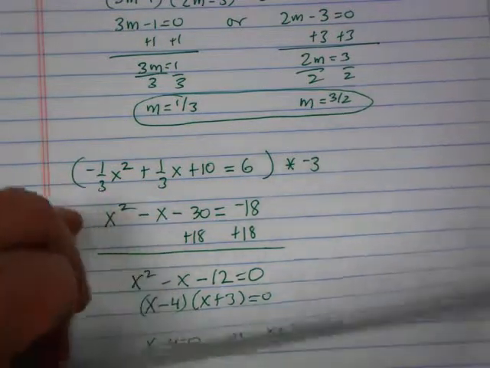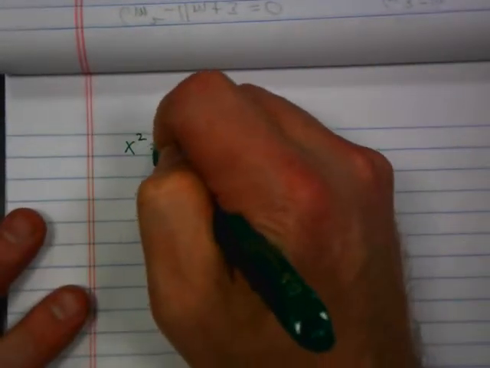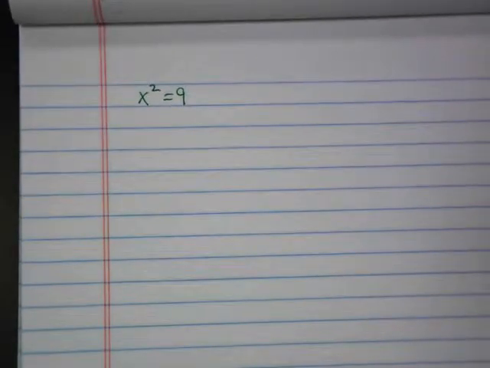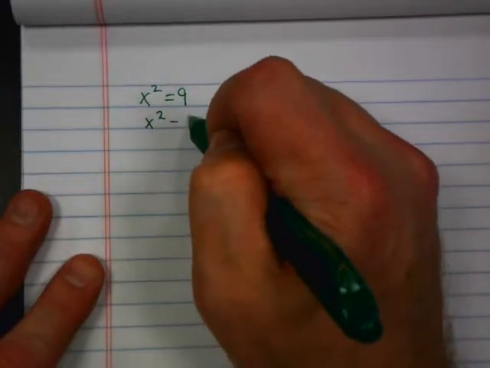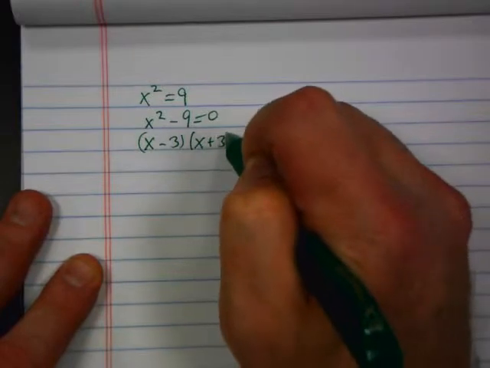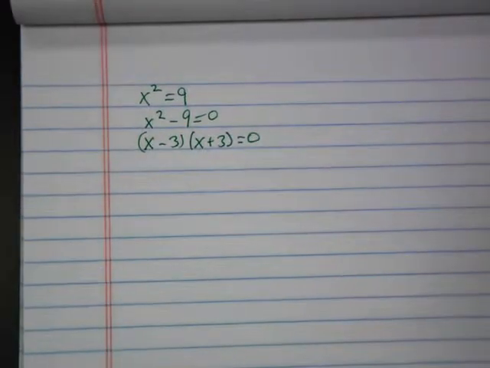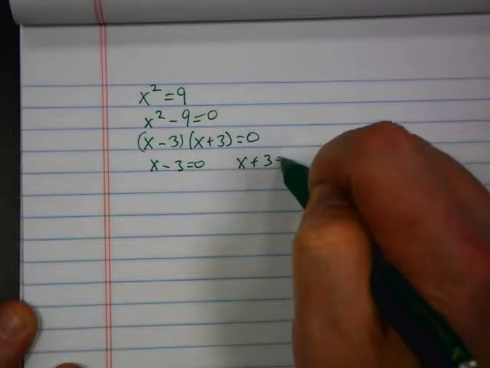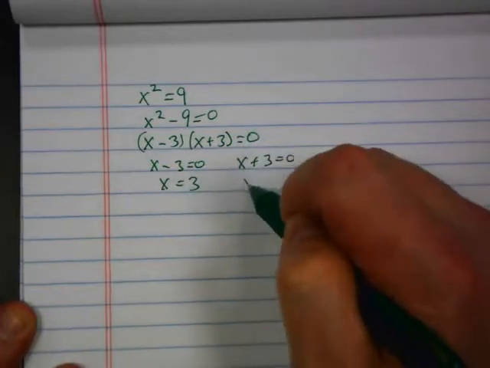All right, a couple more problems. x squared equals 9. Subtract 9. And then it factors as x minus 3 and x plus 3. And what's that? Right, because you have x minus 3 equals 0, x plus 3 equals 0, you get x is 3, x is negative 3.